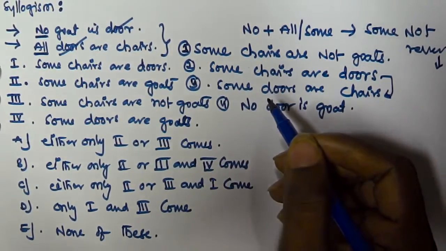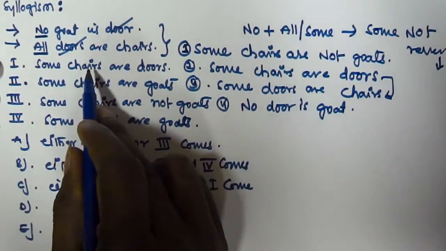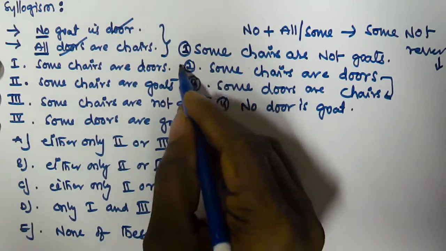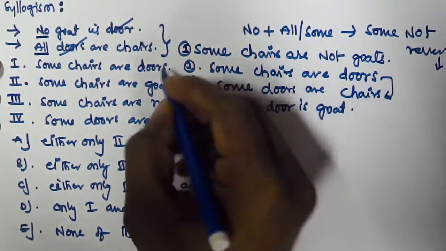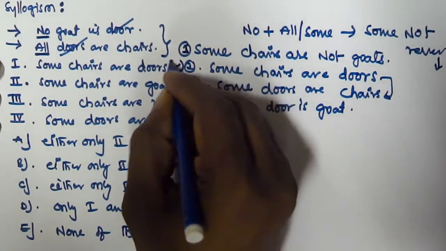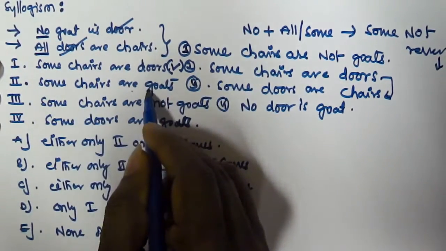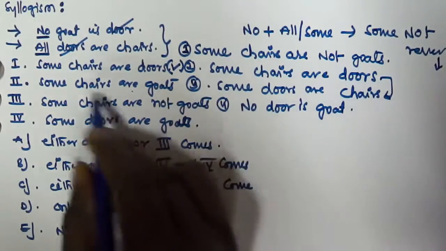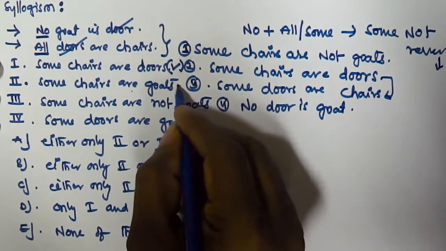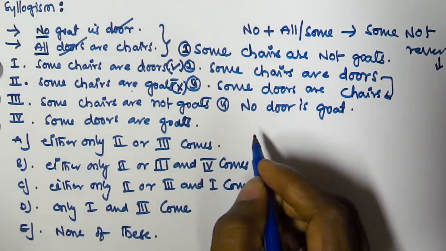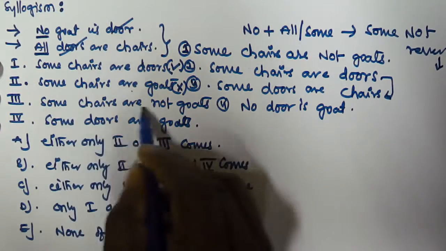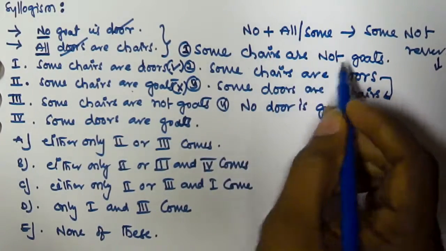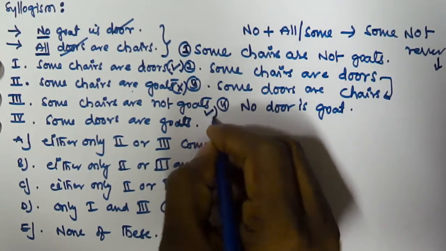So if you observe this one, the first one, some chairs are doors. Okay, some chairs are doors. So this one is matching with the second derivation we got, some chairs are doors. So that means the first conclusion is true. Some chairs are goats. So here some chairs are not goats, but here it is given some chairs are goats. So that means this one is false. Okay, second one is false. Third one, some chairs are not goats. So this one is matching with the first derivation, some chairs are not goats. So that means the third one is true.